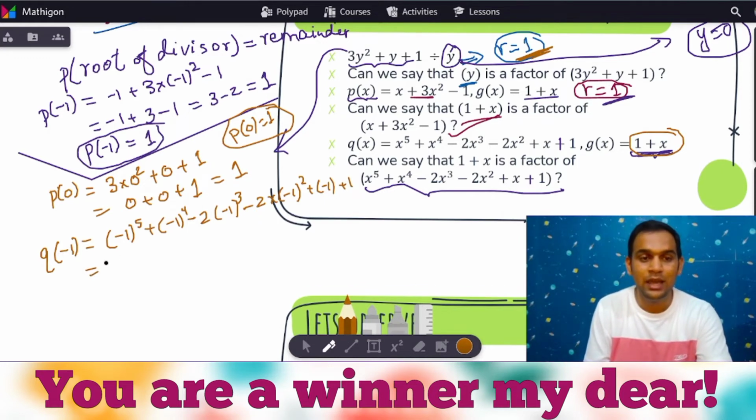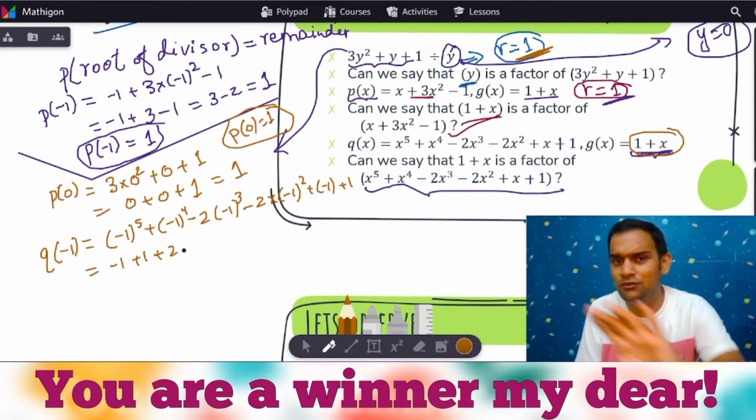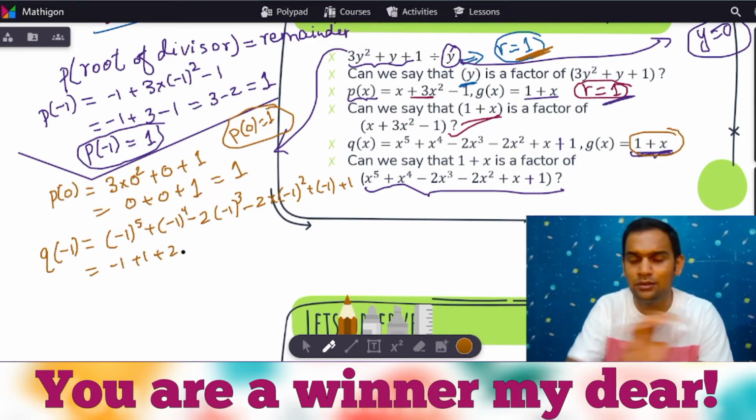Quickly go through this. Minus 1 to the power 5 is minus 1. Minus 1 to the power 4 is plus 1. Minus 2, here we have minus 2, and minus 1 cube is minus 1. So minus 2 times minus 1 is plus 2. If you got confused, go back and listen to me once again, you will understand it.